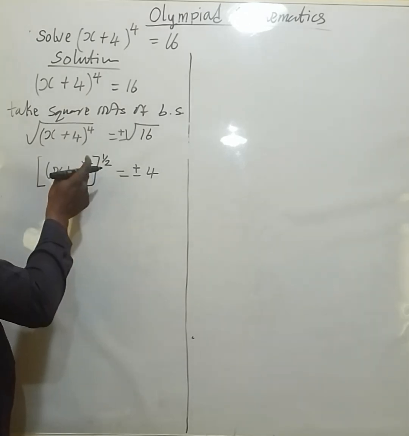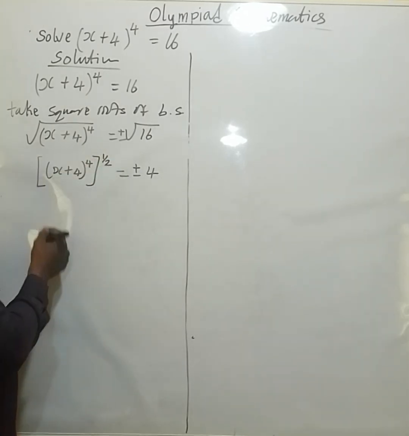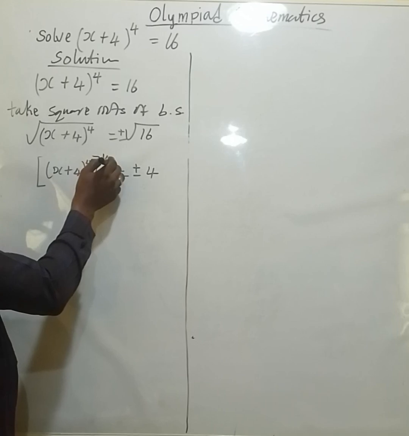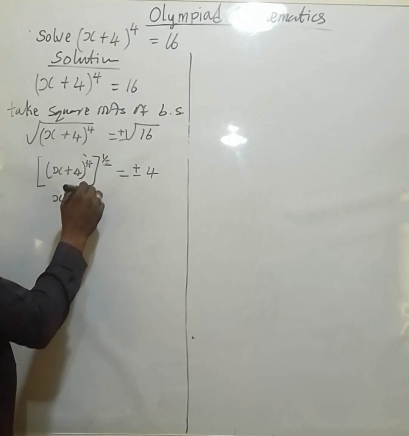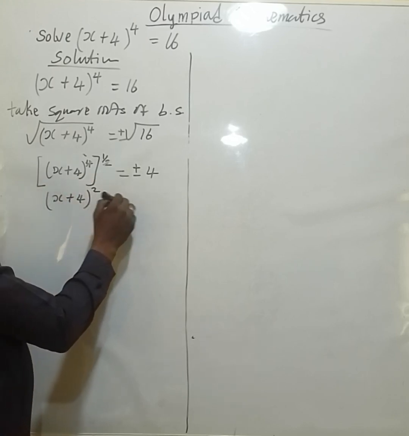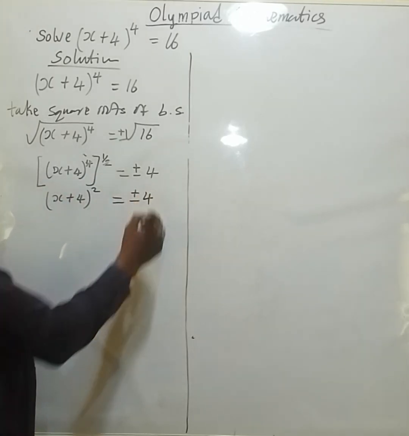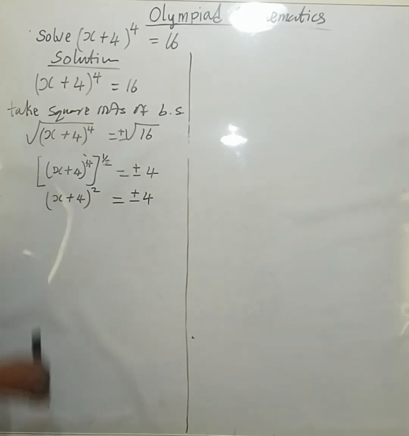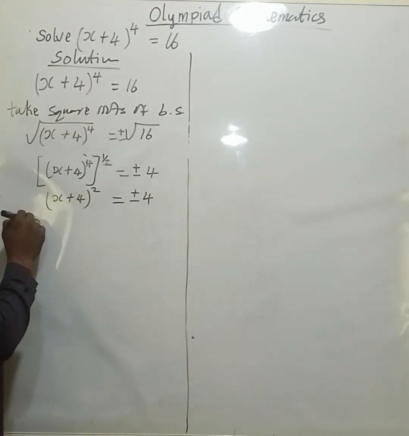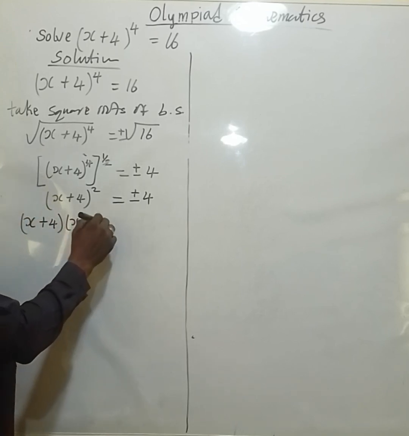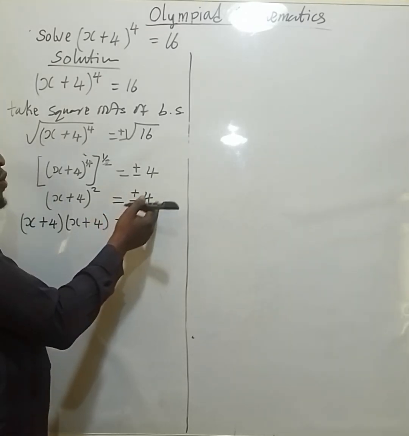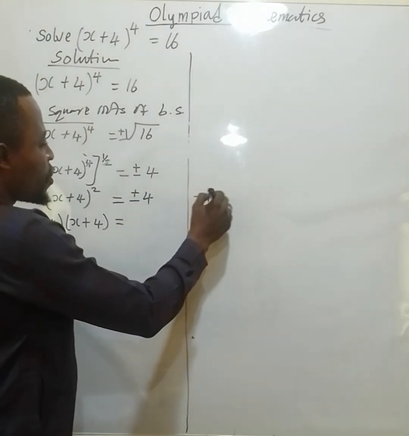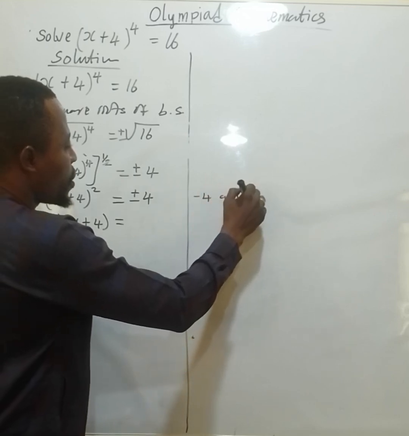Now when you look at these two powers, the relationship there is multiplication. So these two will cancel, and we have 2. It will now give us (x + 4)^2 equals plus or minus 4. So now (x + 4) squared means (x + 4) times (x + 4) equals plus or minus 4, which means minus 4 and plus 4.